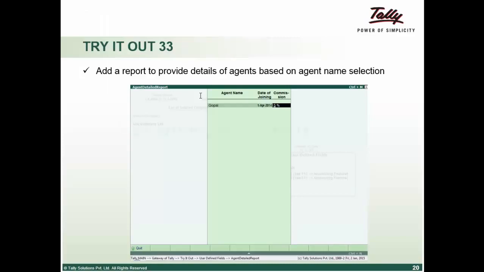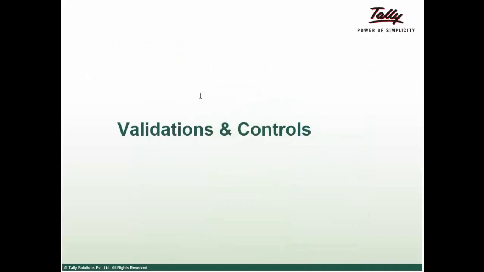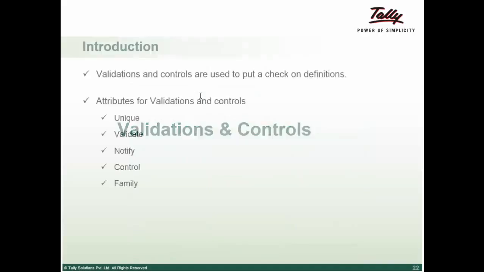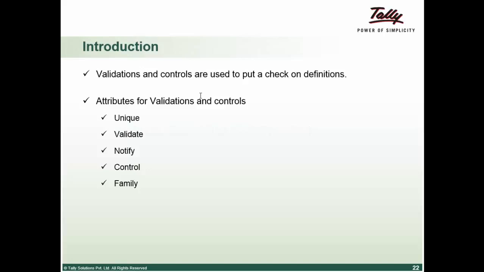And now coming to validations and controls. So what do you understand by validations and controls is nothing but to put a checklist on your definitions, and there are 5 magical attributes available at various definitions where it allows us to provide the validations and controls. Starting with the unique attribute. What is a unique attribute? The unique attribute in itself makes us identify that it is talking about making things unique.